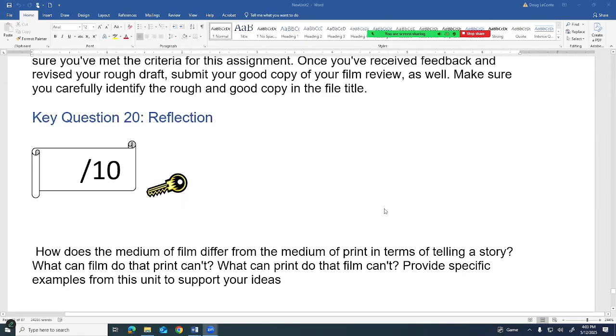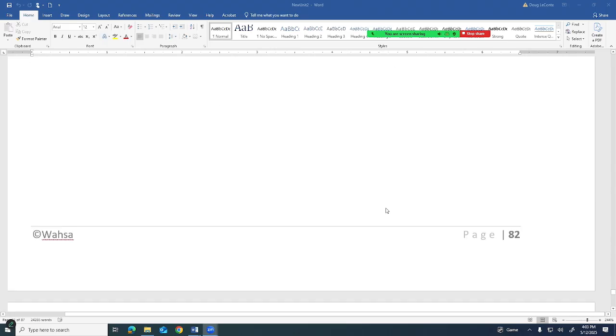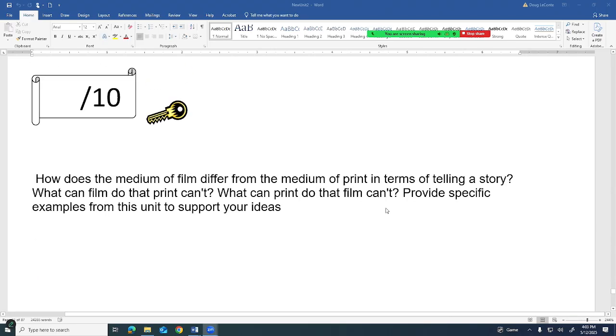You were also asked key question 20 on page 82. How does the medium of film differ from the medium of print in terms of telling a story? And we reflected on a number of different ways that film and print are different, and in some ways that they are alike.